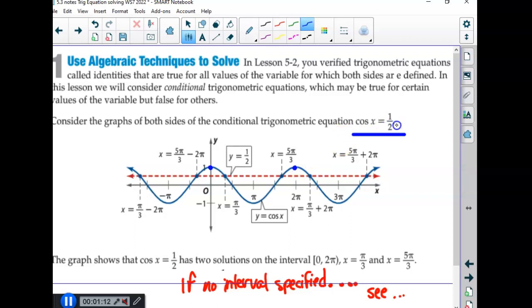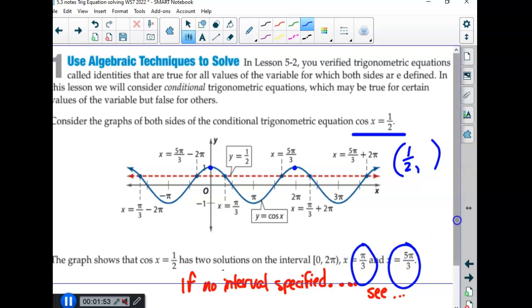If I wanted to know where the cosine was 1/2, you could certainly look at your unit circle and find a couple places. Remember, cosine is the first one. So can anybody find me a couple places where the cosine is 1/2 on the unit circle? So you want to be on the unit circle side. Where is the x value 1/2? Pi over 3. And another place where it's positive 1/2 is 5 pi over 3. Is that right? Okay.